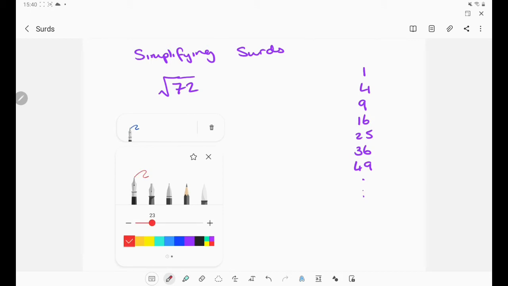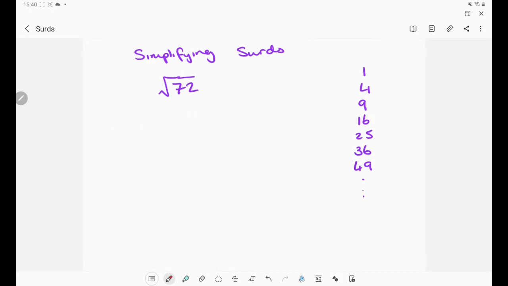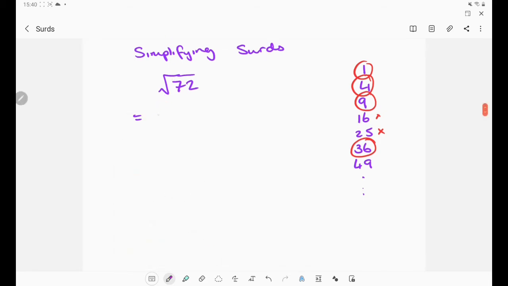You've identified your squared numbers. We're looking to see if any of those fit into 72 as a factor. So we've got 1 times 72, 4 times 18, 9 times 8, 16 doesn't work, 25 doesn't work, 36 times 2 does. And this is a wonderful trick we can do with our surds. We can split up our roots. So root 72, we could write as root 36 times 2.